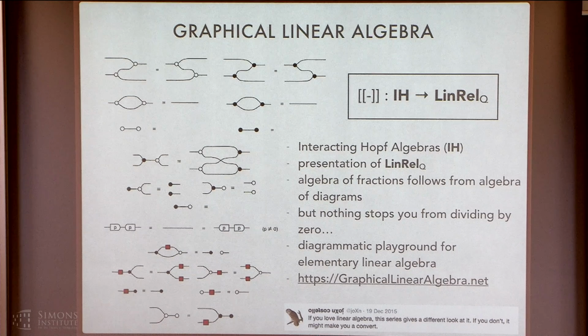This equational theory is a presentation of this category of linear relations, and you get all kinds of cute things like figuring out that the way we add fractions is just a special case of the algebra of diagrams. And this other cute thing, that nothing's stopping you from dividing by 0, and you can figure out where that leads you. Overall, if you think about what this is, we have matrices, but we also have kernels and images. So if you want to start doing linear algebra, there's nothing stopping you from doing linear algebra using string diagrams.